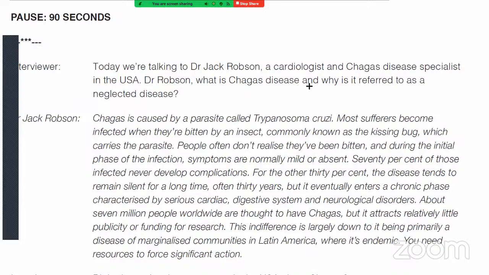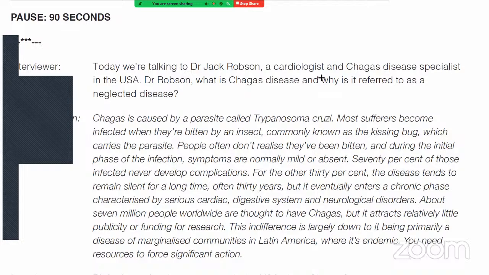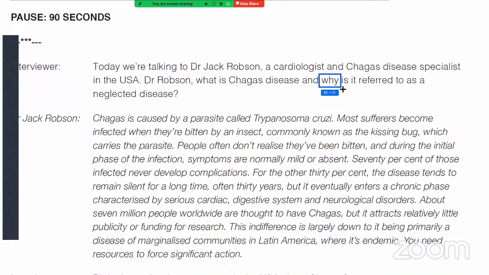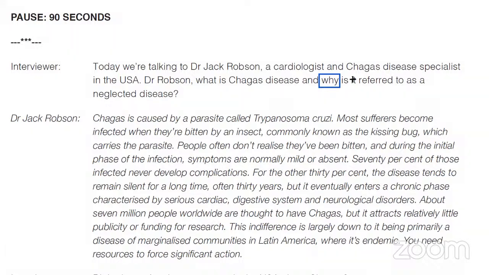What is Chagas disease and why is it referred to...? Why means because. This is the most important word. Why means he's asking for the reason. Reason means because. It means Chagas is referred to as a neglected disease. Why is it considered, referred, pointed, showcased as a neglected disease? Now let us see here. This word neglected is the most important word.